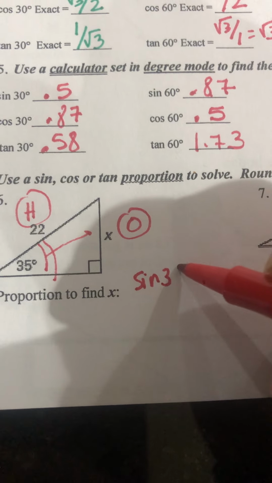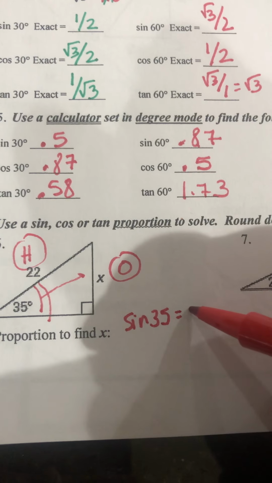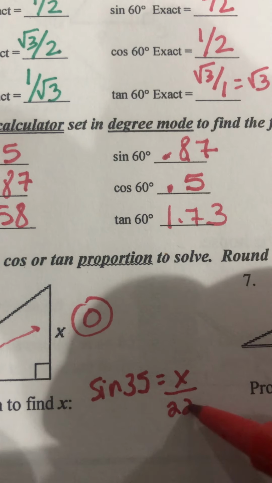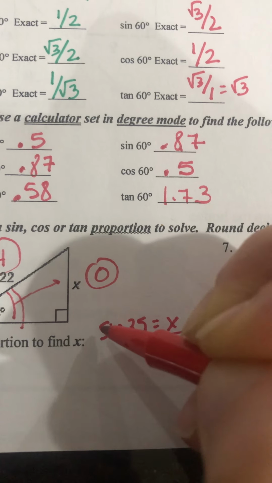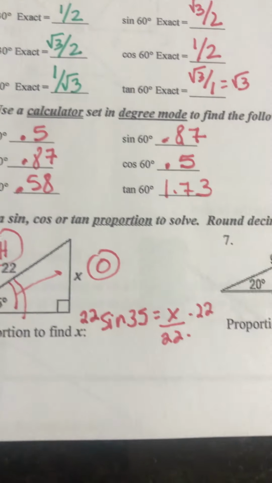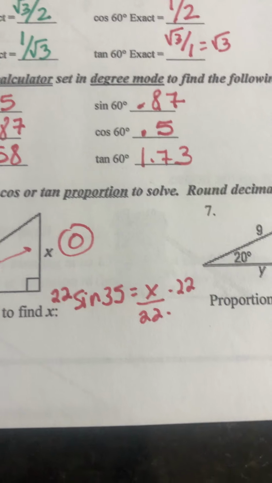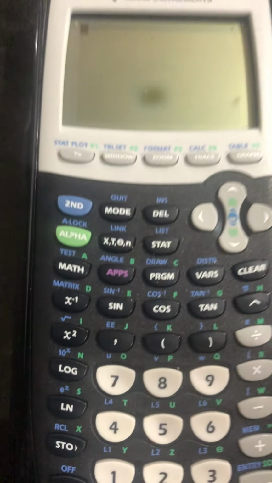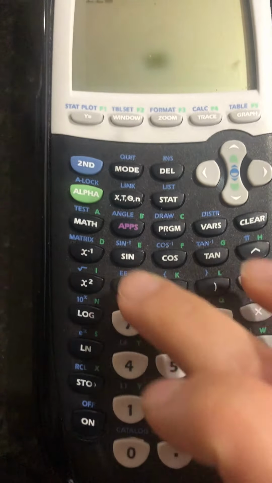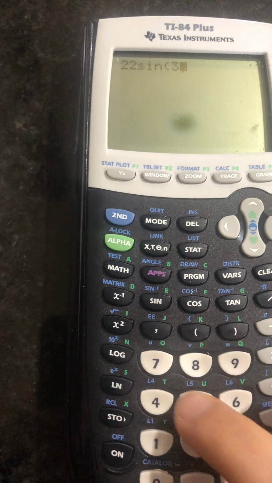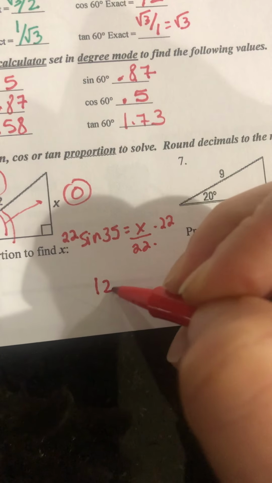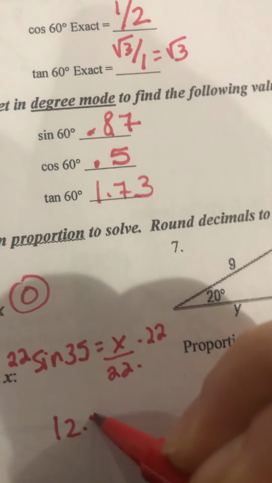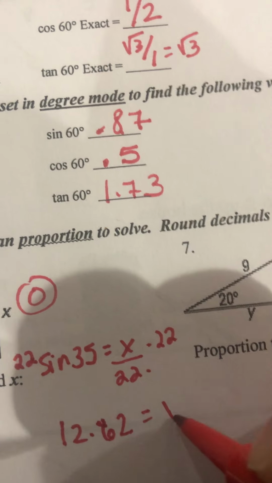Sine of 35 in this case is equal to x over 22. And this is a little mini algebra problem that I solve by multiplying both sides by 22. And I solve that on my calculator by literally just typing in 22 sine 35, 12.62. So 12.62 equals x.